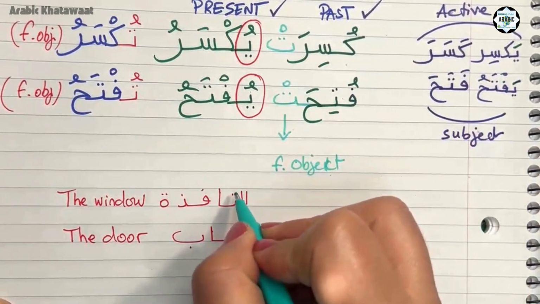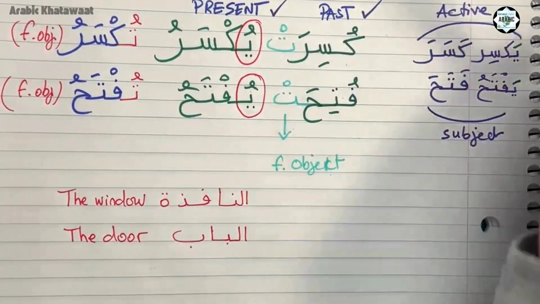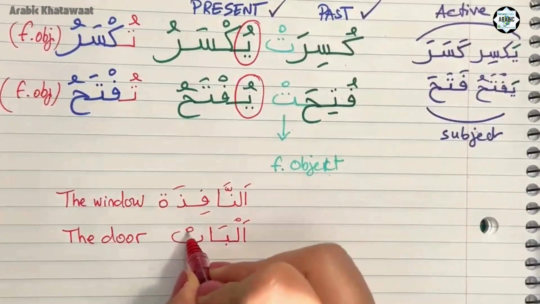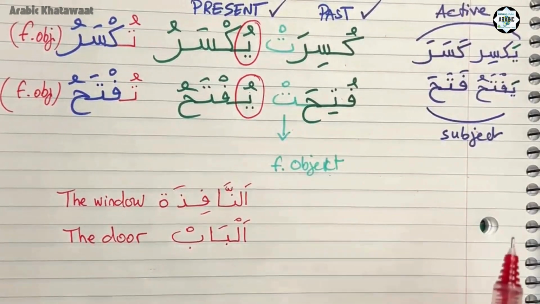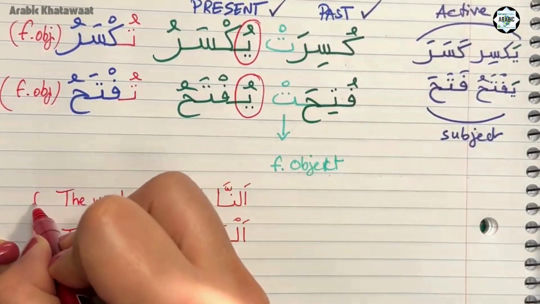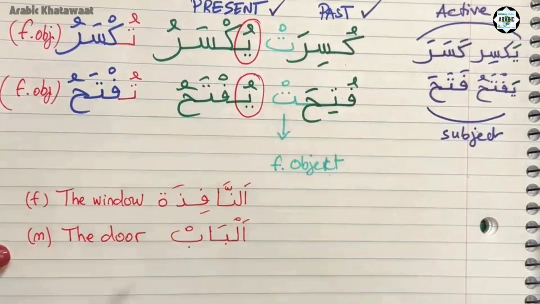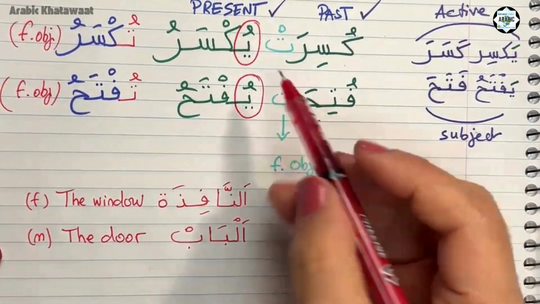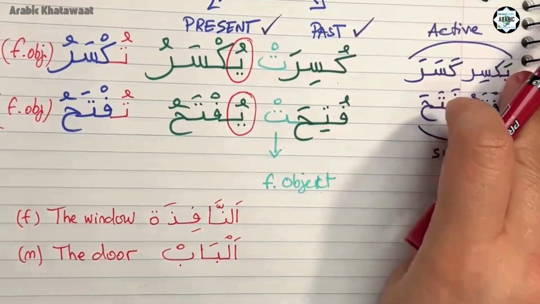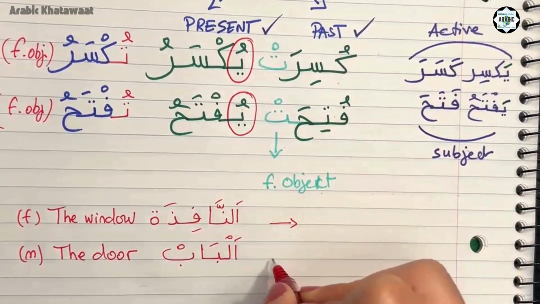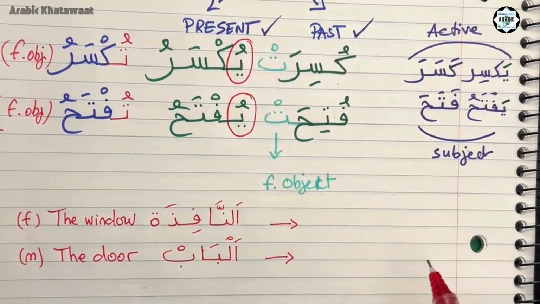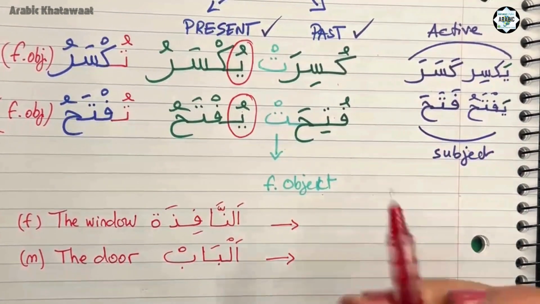So here I would say النافذة. النافذة. الباب. You can use any feminine word here or masculine. What I'd like you to remember is that if you're using the past tense or the present tense in المبني للمجهول, you have to indicate the gender in the verb conjugation of the passive form.